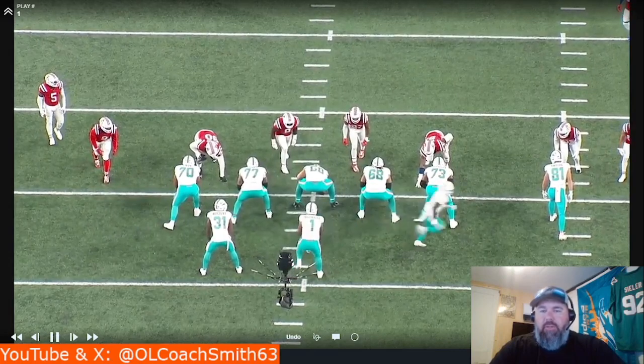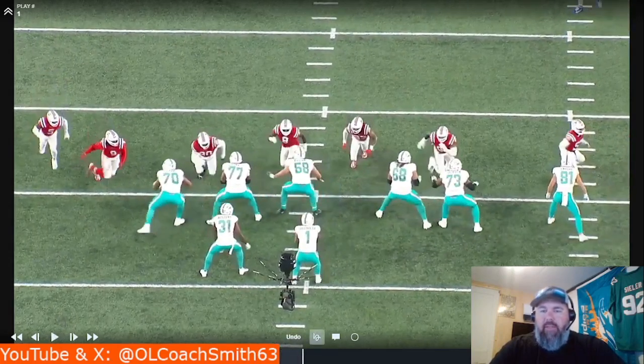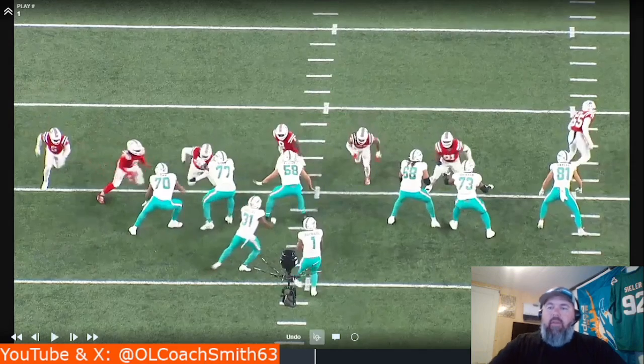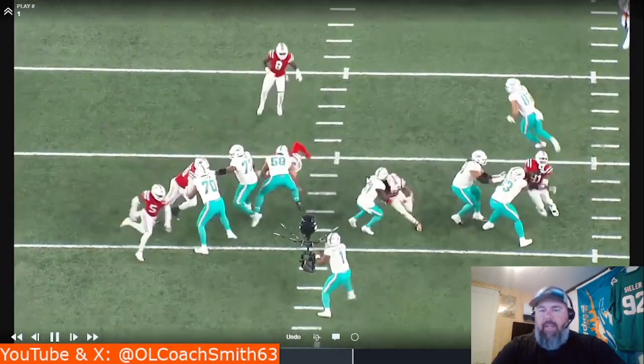Tyreek's going to come in motion. Everybody's going to take their initial pass set. You can see the linebacker out here is actually dropping into coverage. So Austin Jackson, instead of blocking space out here, is going to help Robert Hunt. And you see Raheem Mostert coming across to get that A-gap blitz.